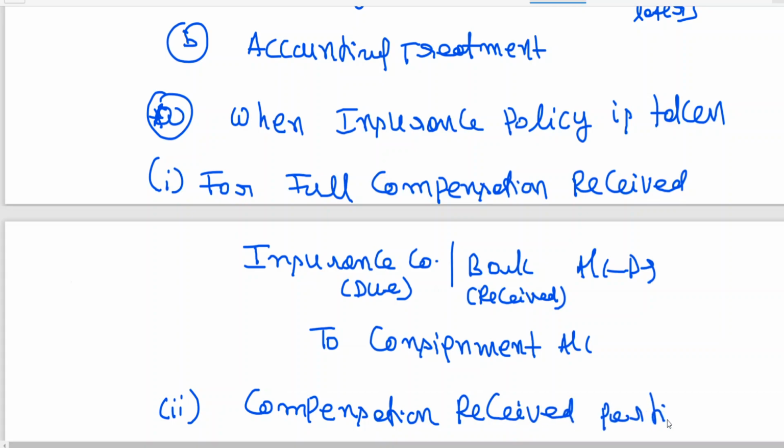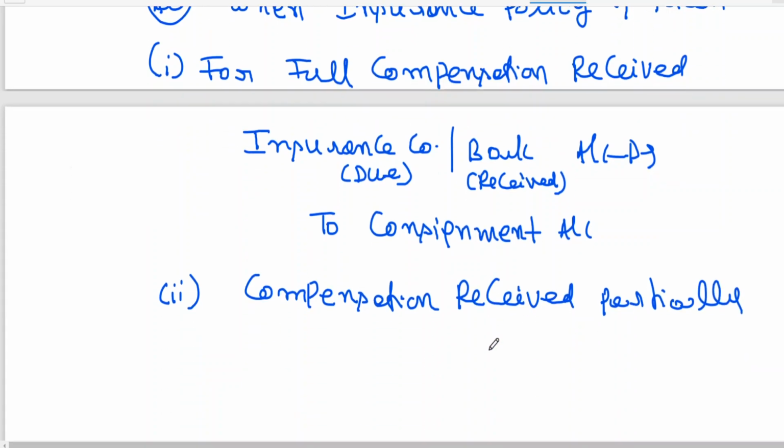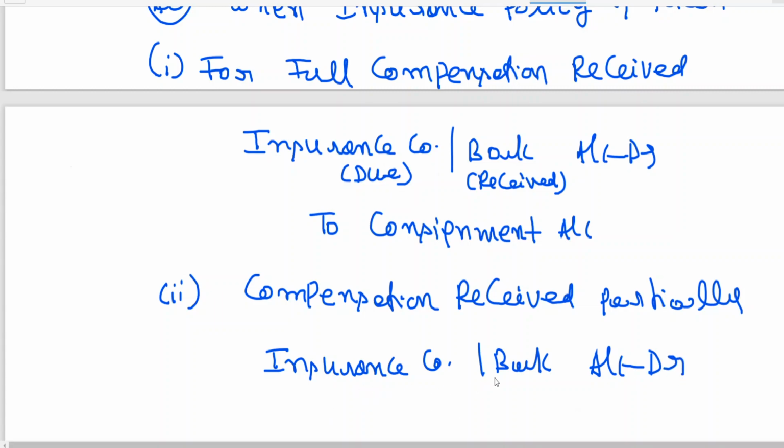Partially means, say 10,000 is goods lost by fire or goods lost in transit. 8,000 I have received. What is the amount that has not been received? 2,000. So the entry will be: Insurance company account debtor, that is for due. Due means insurance company has admitted the claim, you have not received it, or bank account debtor.